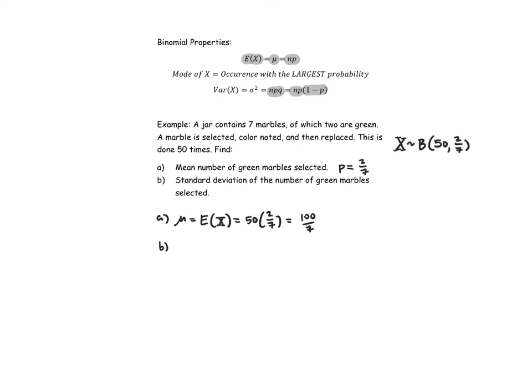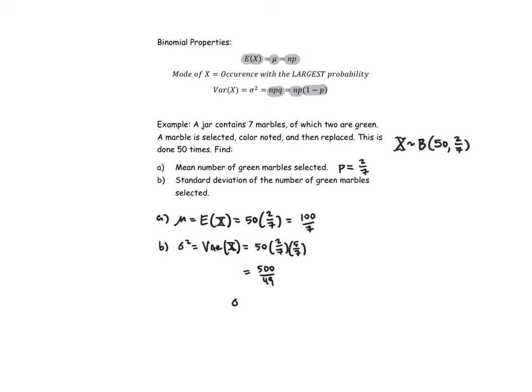Okay, B, the standard deviation of the number of green marbles. So the variance, let's find that first. Sigma squared will be, of course, the value of n times p times q. So that's 50 times 2/7 times q, which is 5/7. Okay, so the variance will be, oh gosh, what is that? It's 500 over 49.